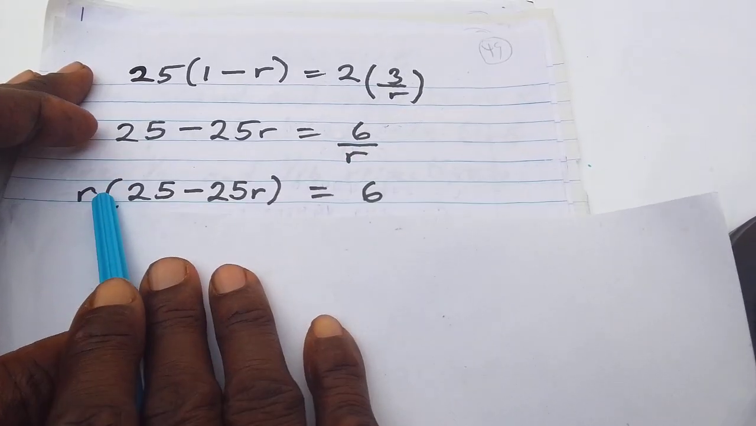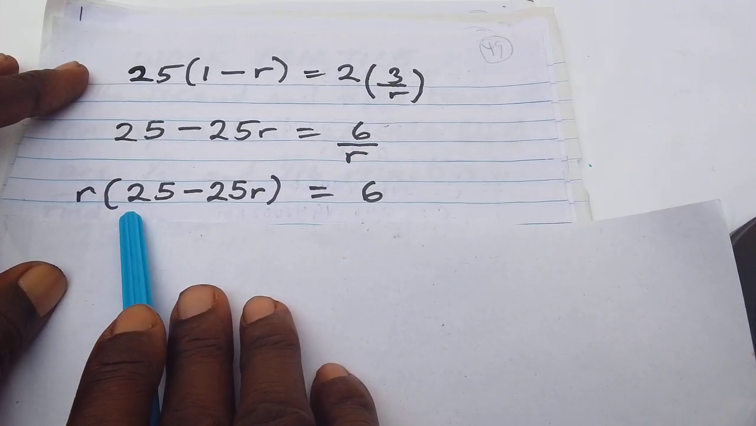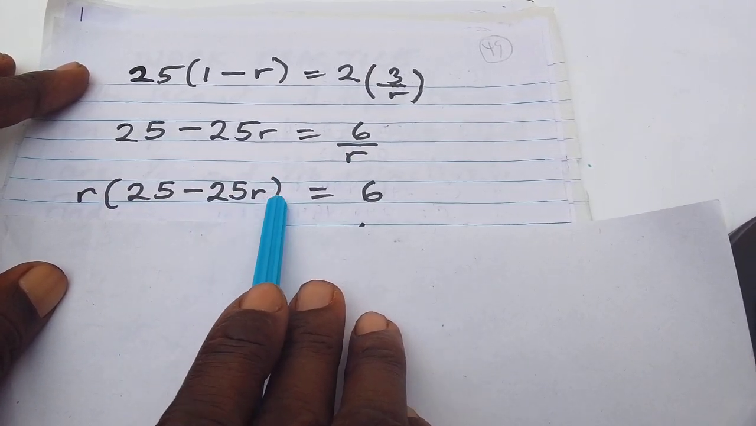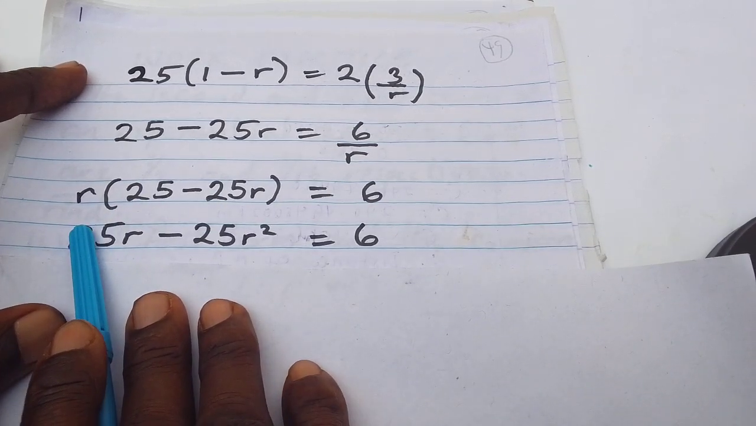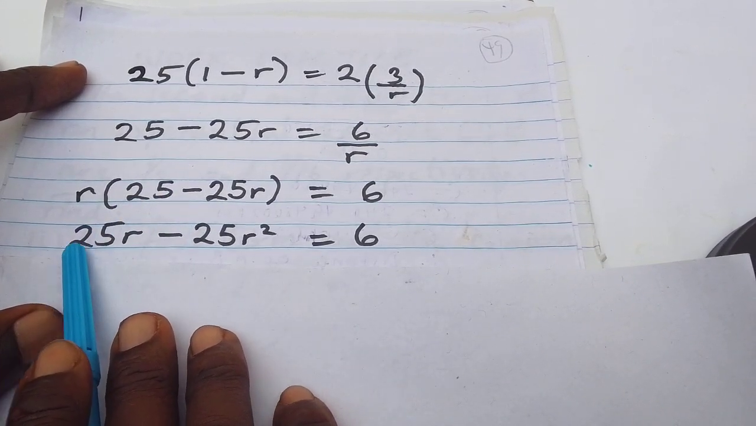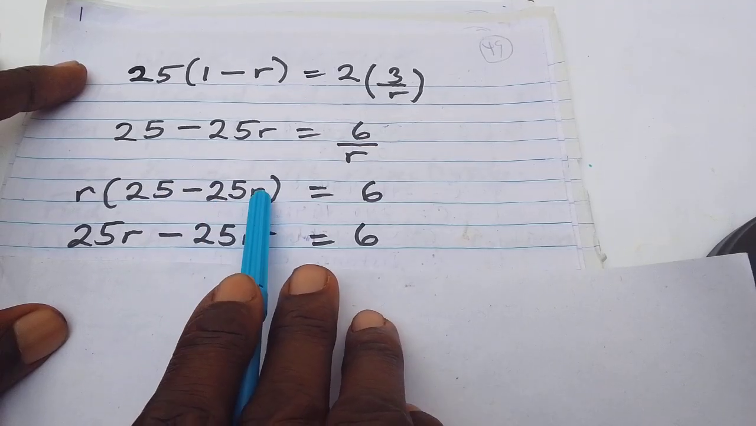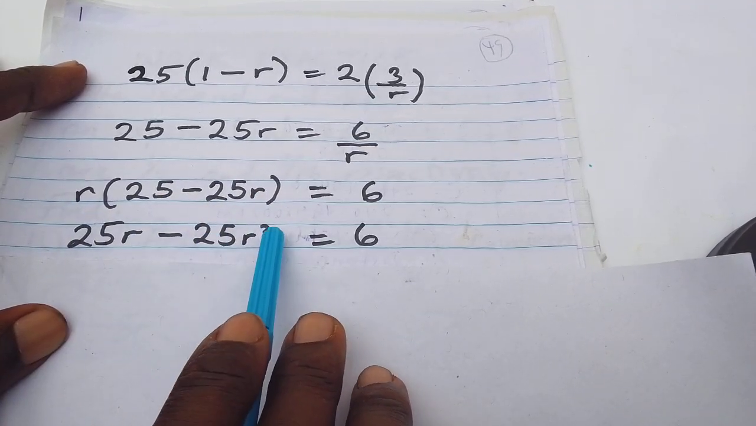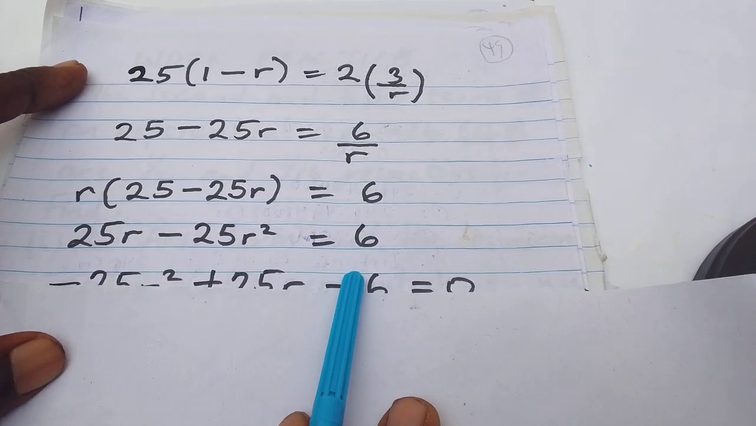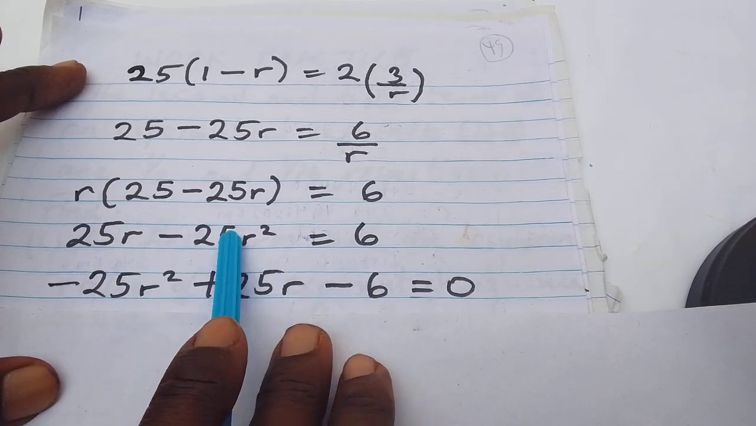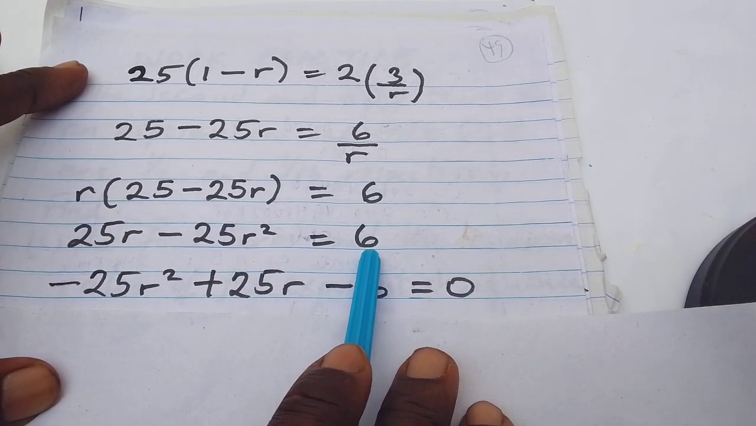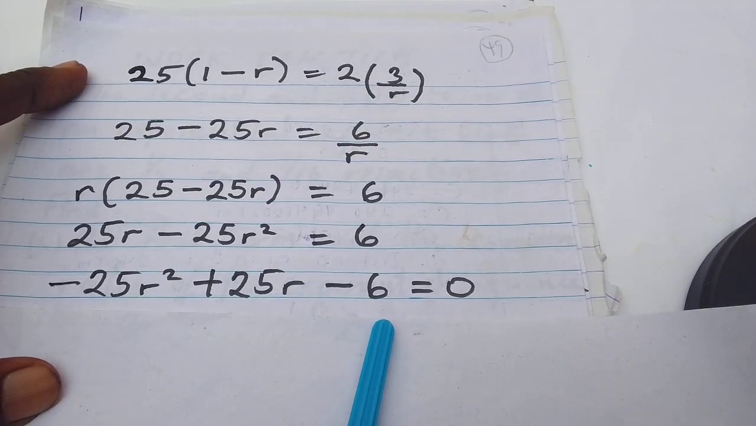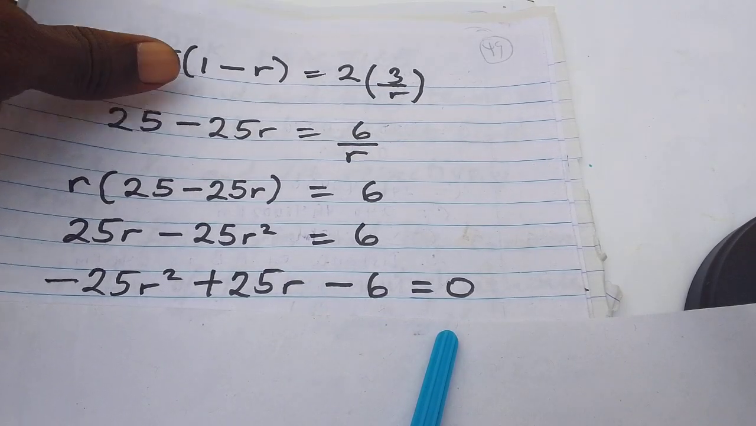From here, let's cross multiply. Let's bring this R to come and multiply here. R into bracket 25 minus 25R is equal to 6. Open the bracket. 25 times R is 25R, minus 25R times R is 25R squared, is equal to 6. When you rearrange this, minus 25R squared plus 25R minus 6 is equal to 0.